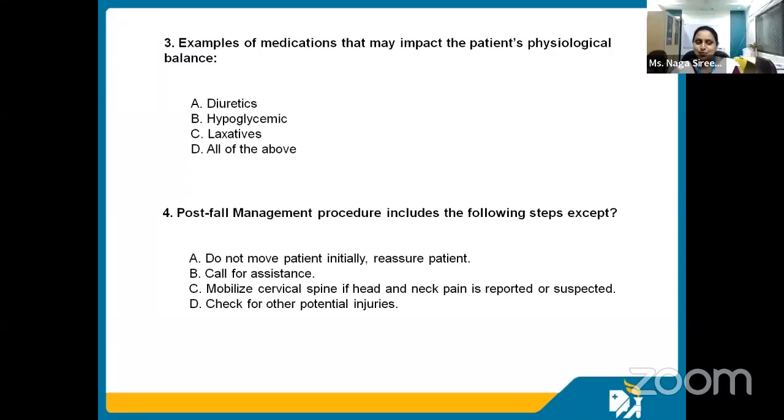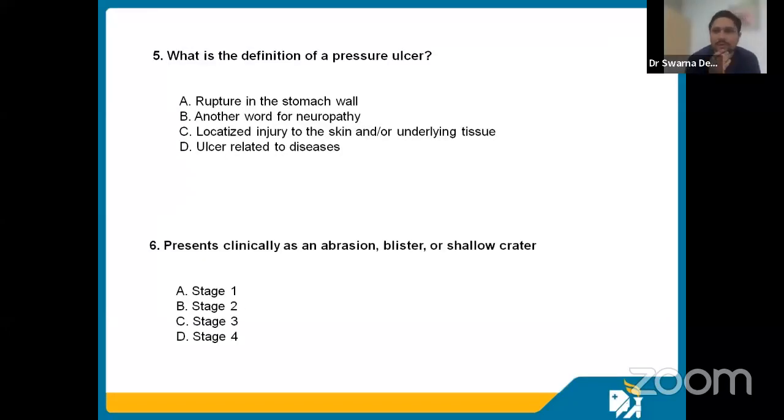Yes, please read. Post-fall management procedure includes the following steps: do not move the patient initially, reassure the patient, call for assistance, mobilize cervical spine if head and neck pain is reported or suspected, check for other potential injuries. So C would be the answer. Right. Yes, C would be the answer. You should not mobilize the cervical spine if head and neck pain is reported or suspected. Again, primum non nocere: if you don't know, then you don't do further harm.